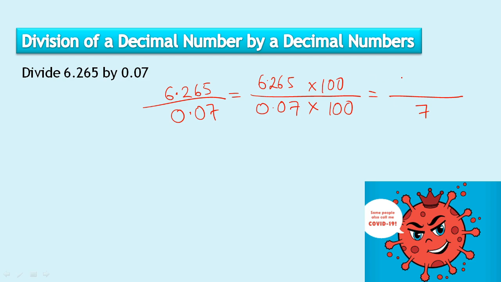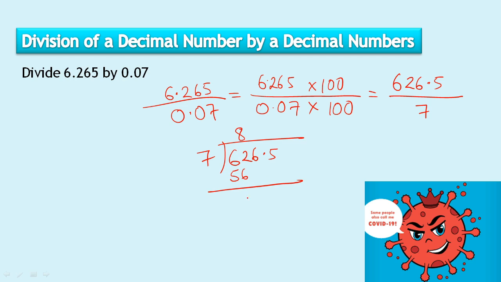and so it will become 626.5, right? Now it becomes easy for us. So 626.5 divided by 7, and 7 eights are 56.